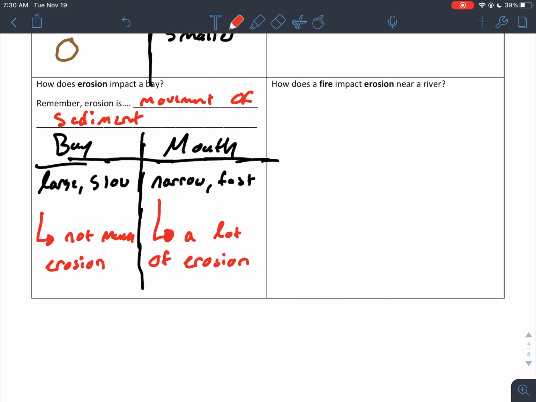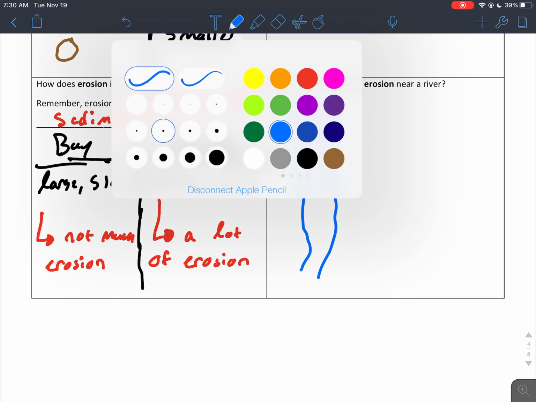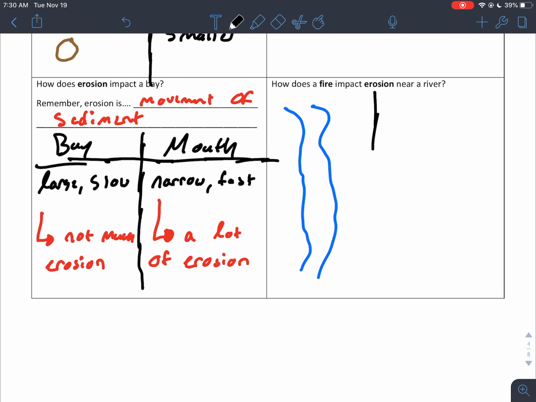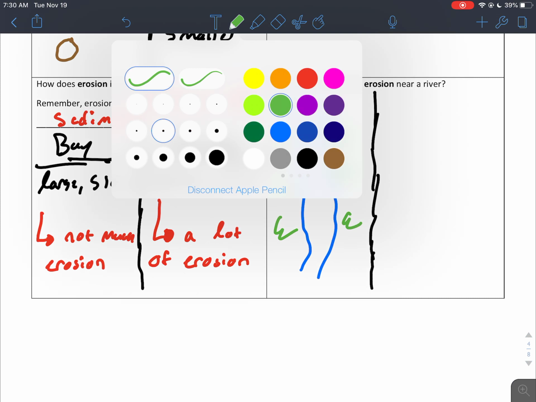How does fire impact erosion near a river? We're talking about erosion again. I'm going to draw a river. Draw a river just like that, and then split your page in half. What we want to think about is what plants do for erosion. So you guys try your best. You don't have color. I'm going to draw some, those are like little bushes, right? Little bushes. And if you remember two lessons ago, we talked about what vegetation does to erosion.